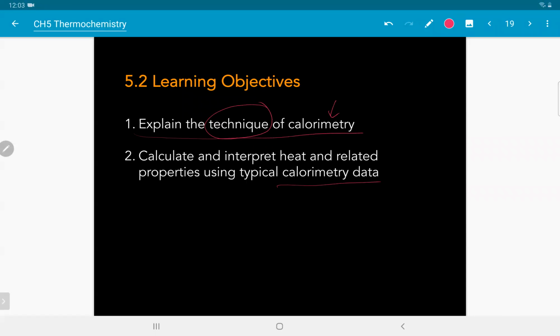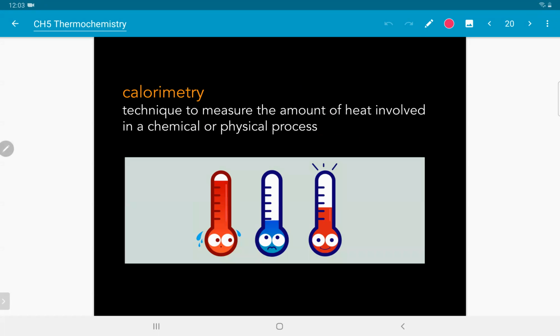So we're going to get a lot of temperatures in our data, and usually you have some masses of things too. So you're going to have to be able to generate your own formulas, which shouldn't be that hard when we think about conceptually what is going on in calorimetry. But you'll generate your own formulas and solve for variables. All right, so let's start off with defining what calorimetry is.